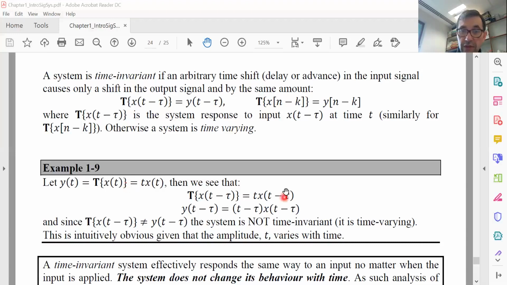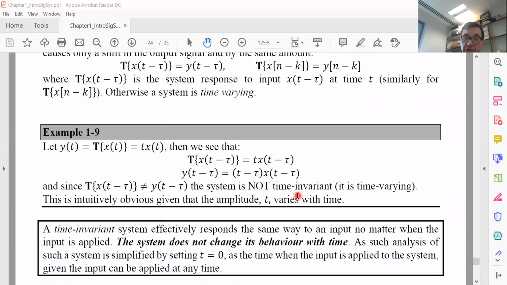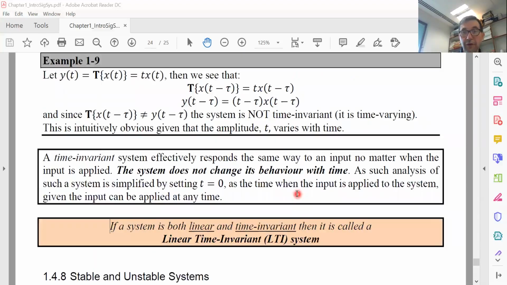And the way to see that is these two have to be equal if it's time invariant. If they're not, it's time varying. So remember, for a system to be time invariant, its behavior must not change in time. Now, if a system is time invariant and linear, we have what we call a linear time invariant system. So common and so useful is that we simply use the acronym LTI. And from now on, whenever you see the acronym LTI in these notes and even textbooks, it means linear time invariant system.